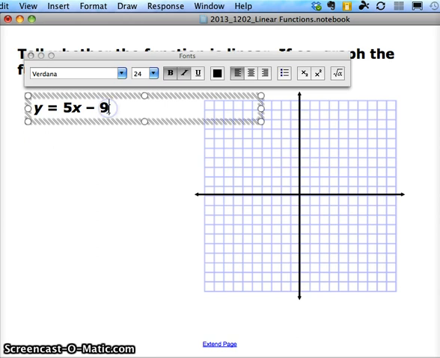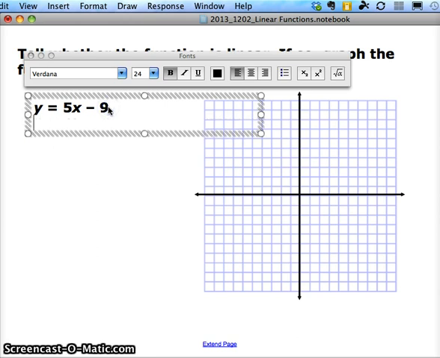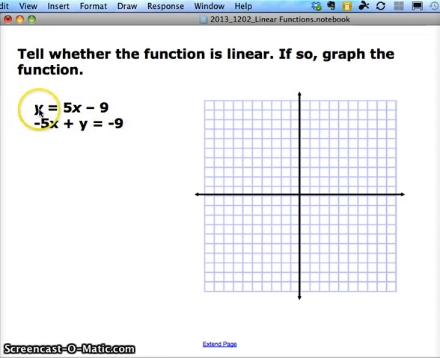Yes, you're right. This is a linear function. Again, y minus 5x, or I could say negative 5x plus y equals negative 9. And this one's nice and easy to graph because I've already gotten it in y equals form, with the x and the constant on this side. I can substitute values for x and go ahead and find my y values.